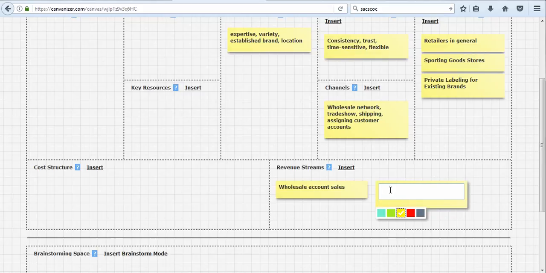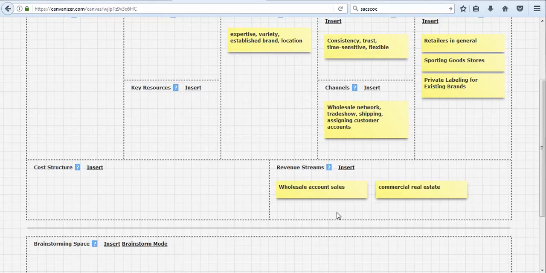Another obvious one that's not what we think of right away would be commercial real estate. So let's say that our company, we manufacture in this huge building, but we only use half the building, and we lease the other half of the building to a medical supply company. And because we own the building, they pay us rent. Well, that is a revenue stream for our company.